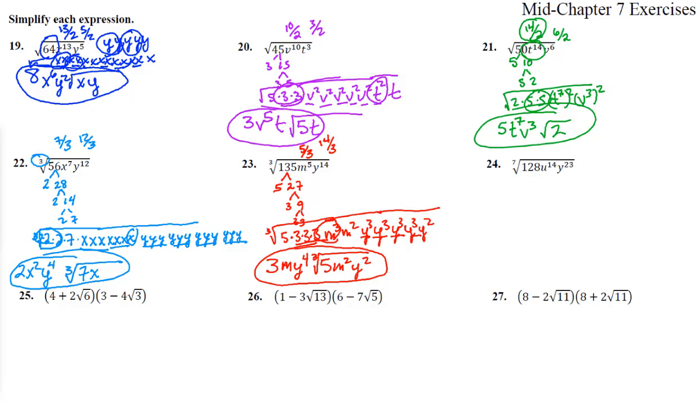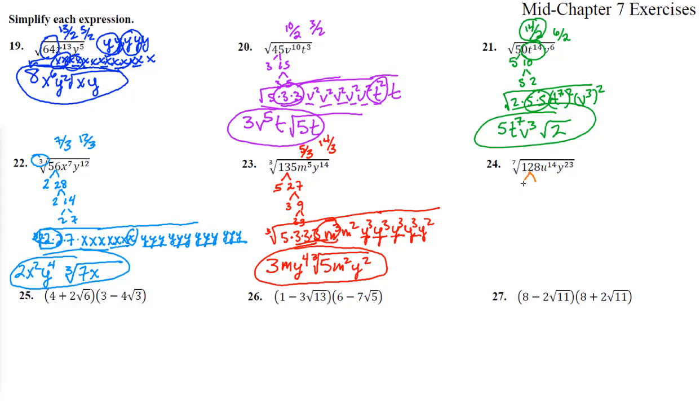And number 24. Ooh, the 7th root. We can only pull out perfect sevenths or sets of 7 when we do prime factorization. So you might be able to recognize 128 as a perfect 7th. It'll come out. 7th root of 128 is indeed just the number 2. But let's go ahead and write that out.